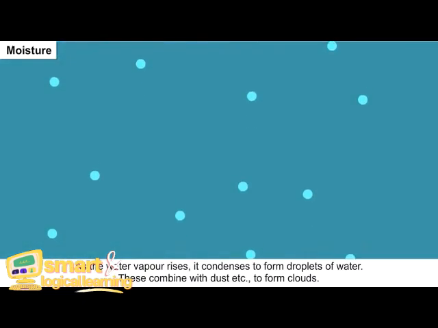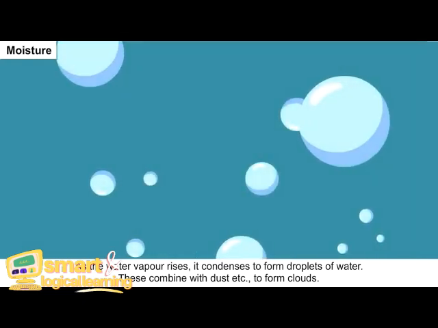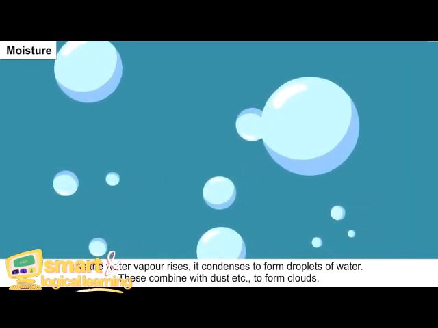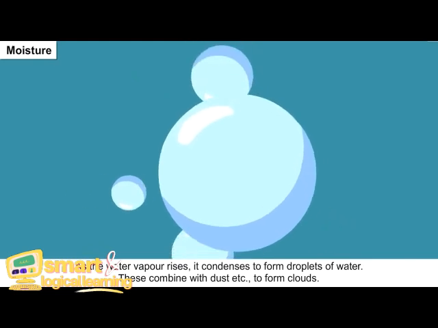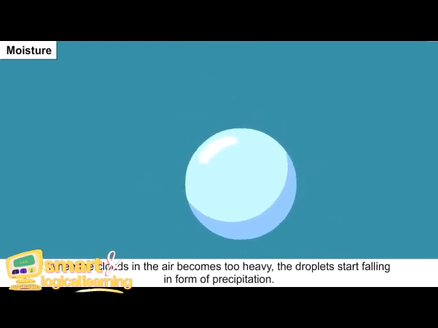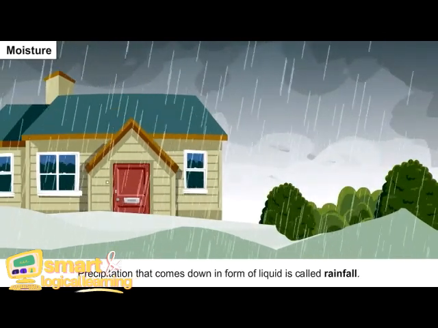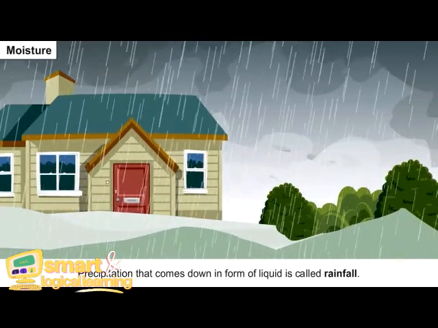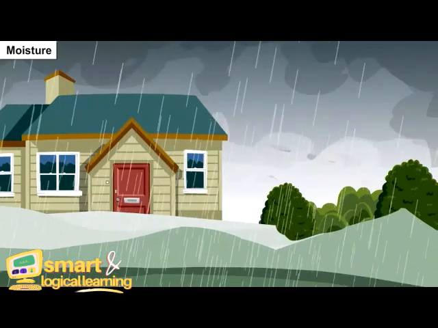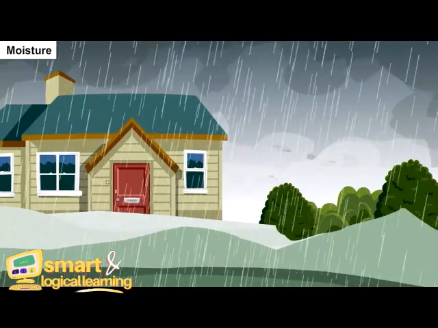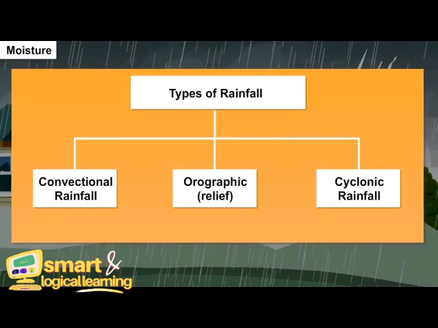As the water vapor rises, it condenses to form droplets of water. These combine with dust, etc. to form clouds. When the clouds in the air become too heavy, the droplets start falling in form of precipitation. Precipitation that comes down in form of liquids is called rainfall. Depending upon mechanism, rainfall is of three types: convectional, orographic or relief, and cyclonic.